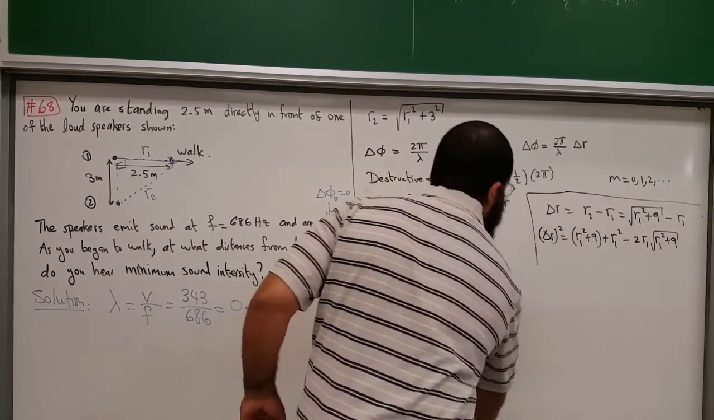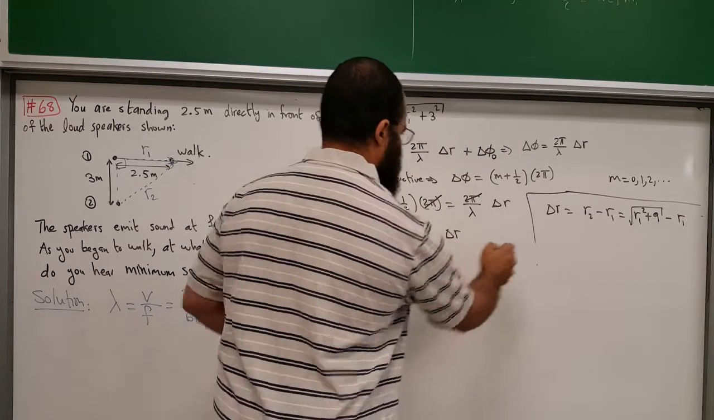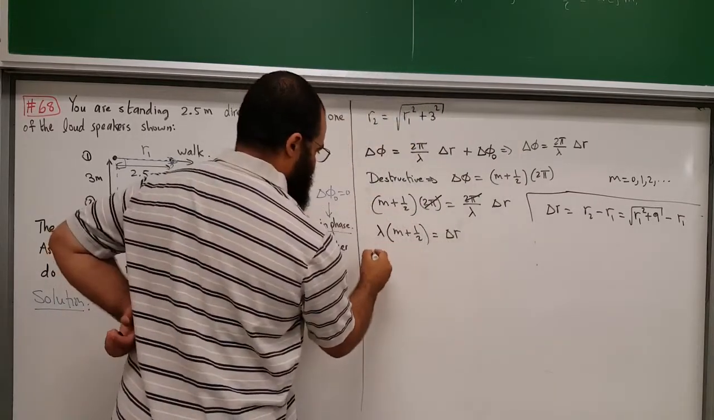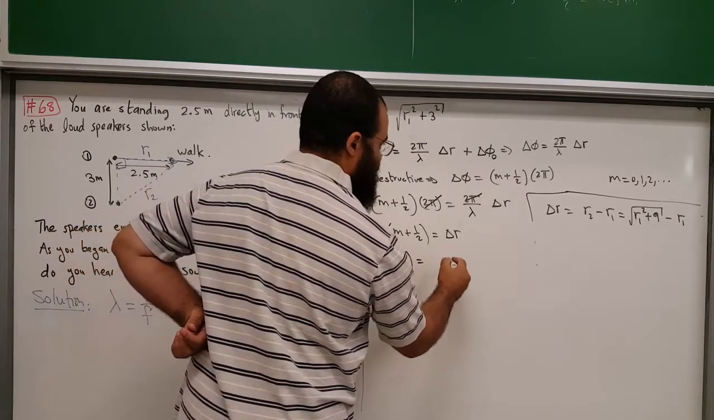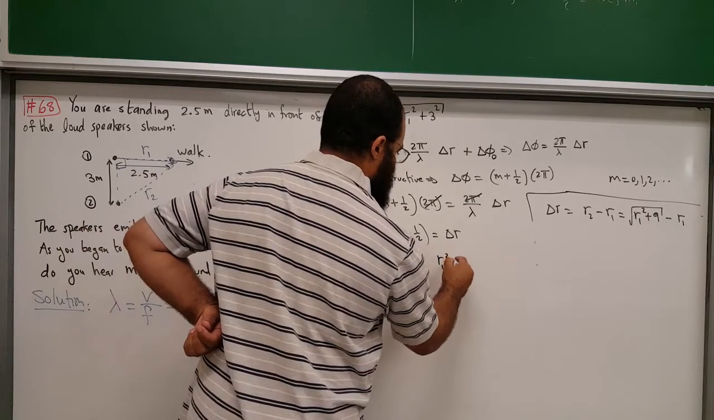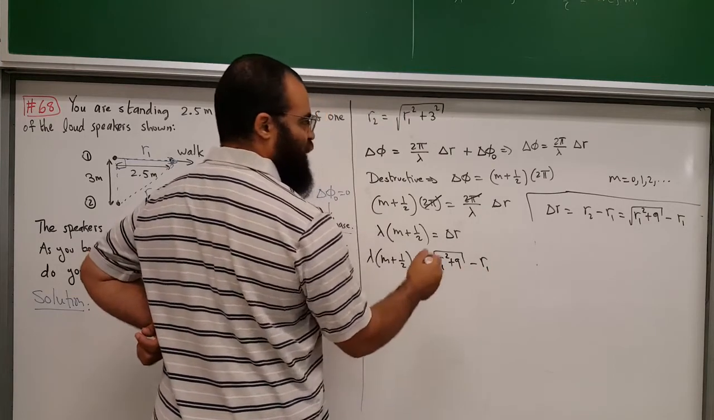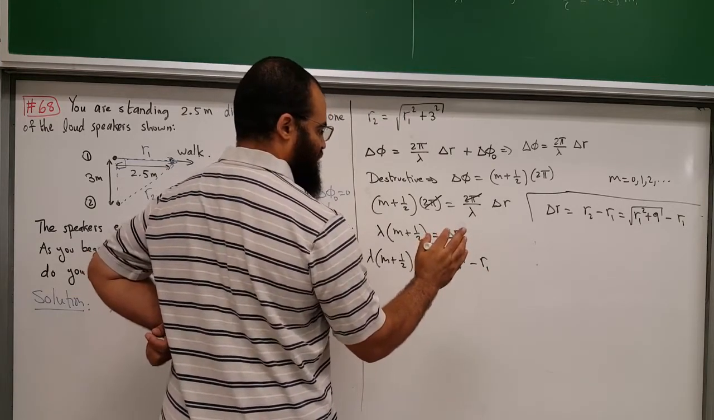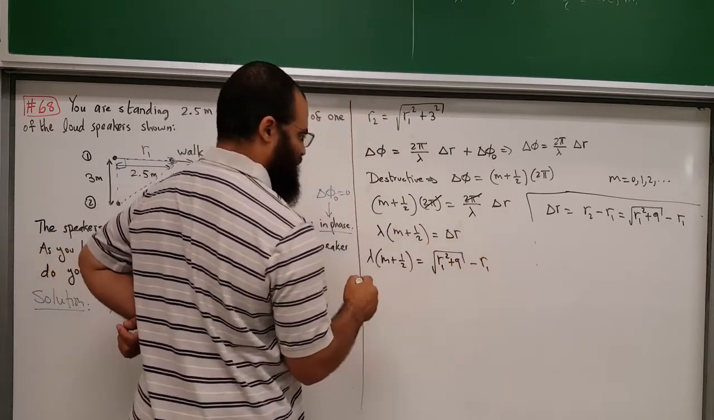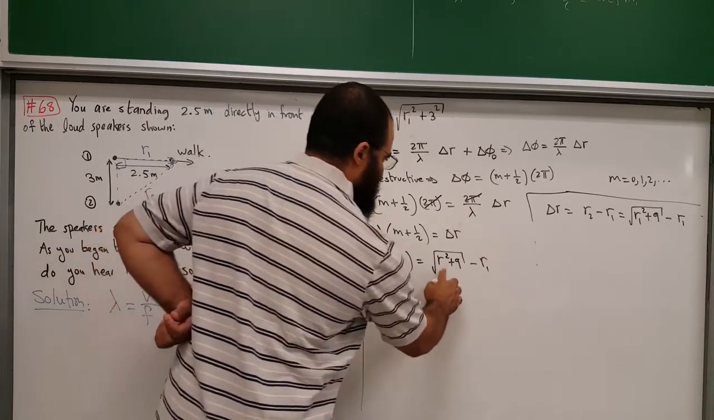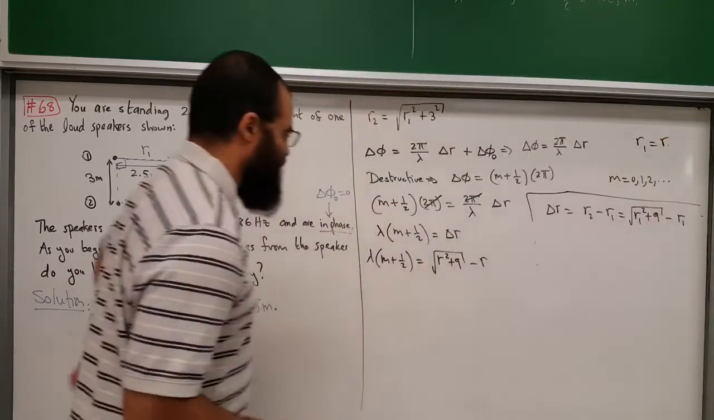So let me back up here. Let's write down what this is and then continue. I have lambda times m plus 1/2, and delta r is equal to r2 minus r1, which is the square root of r1 squared plus 9, minus r1. Instead of r1, I'm just going to call it r. I should have just called it r from the beginning. All right, we'll just name it r.